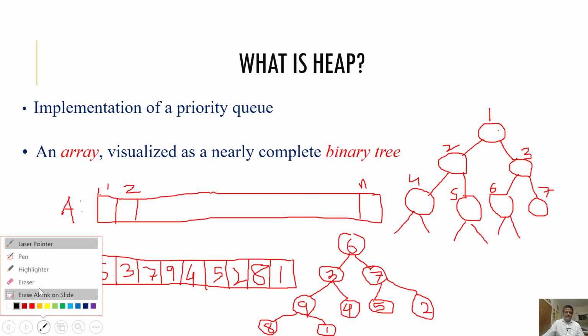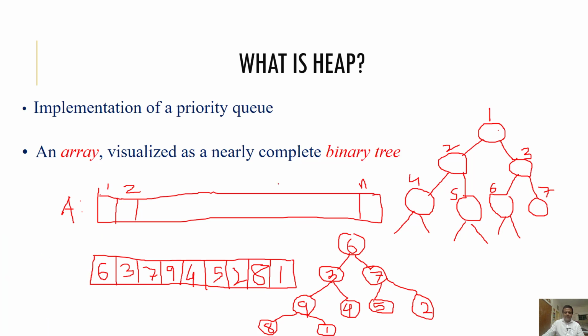So, if you take the ith index element of this, then who are the children? The left child is 2i, and the next element is 2i plus 1. So, this is 2i plus 1.